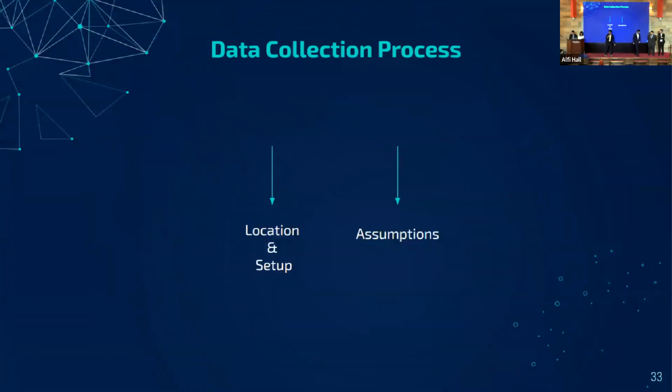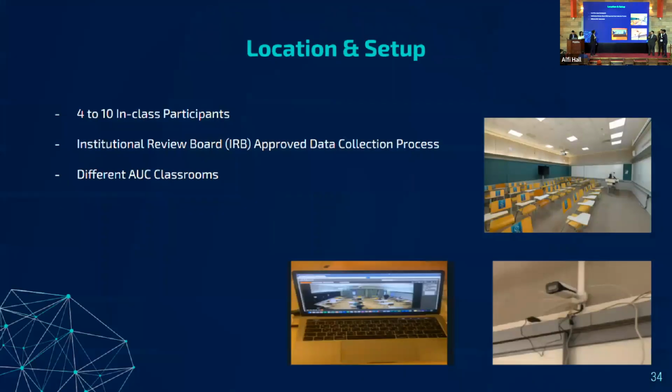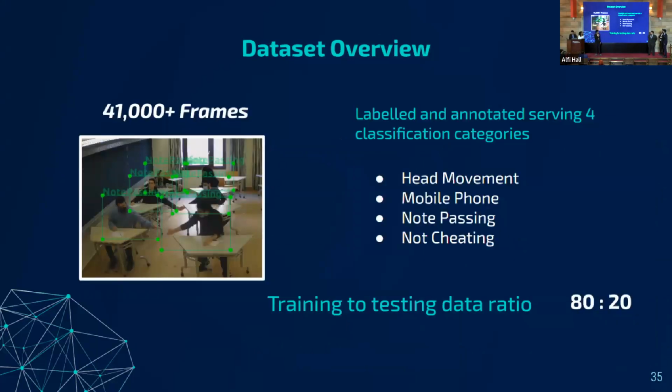Thank you, Marwan. So now we're going to move into our data set. But first, we're going to take a look at our setup. So we decided to shoot our data set. We decided to shoot around 4 to 10 people in AUC classrooms. We also got the approval of the institutional review board for the data collection process. So we were able to collect around 100,000 or more frames, but we filtered out 41,000 frames that are distinct and useful for us.